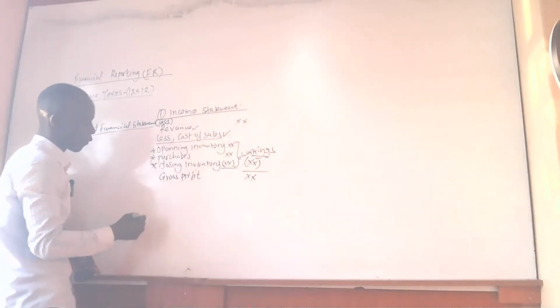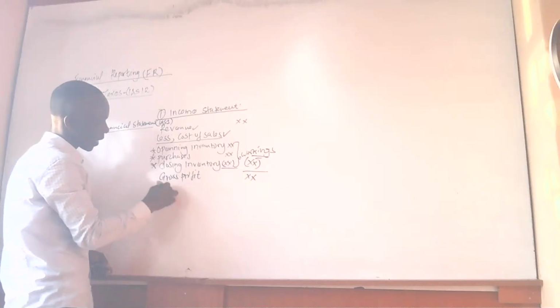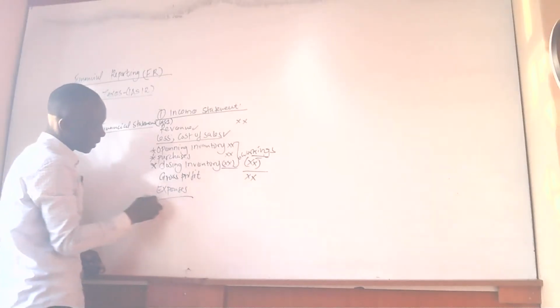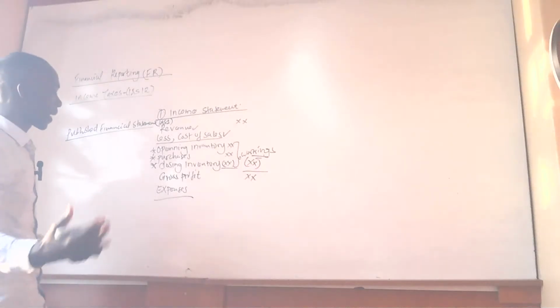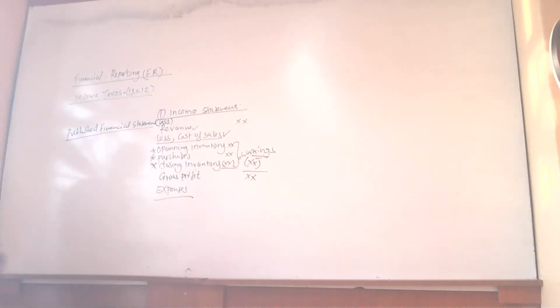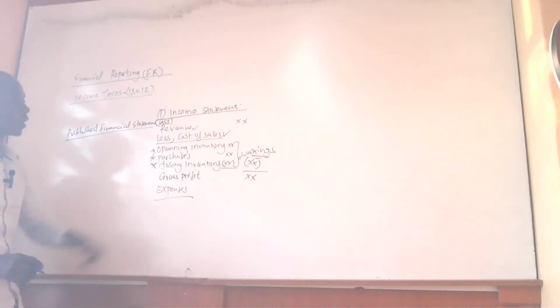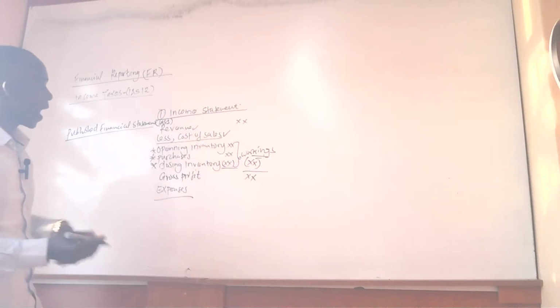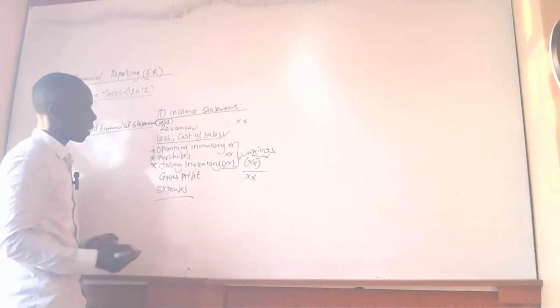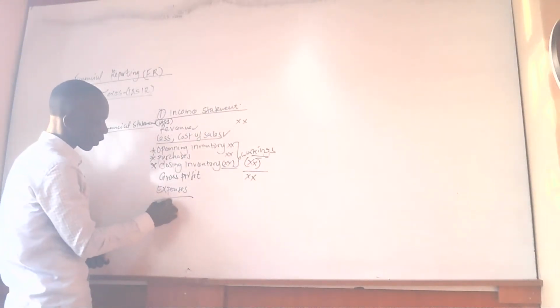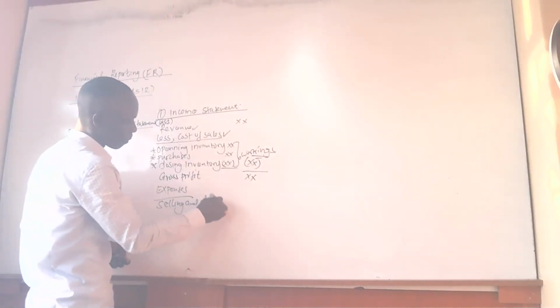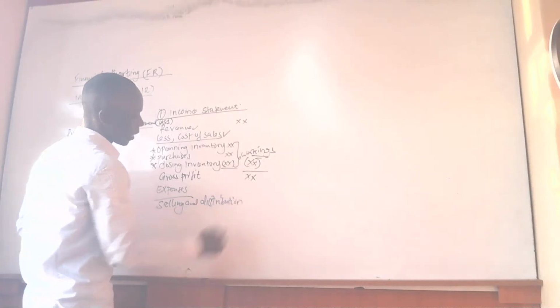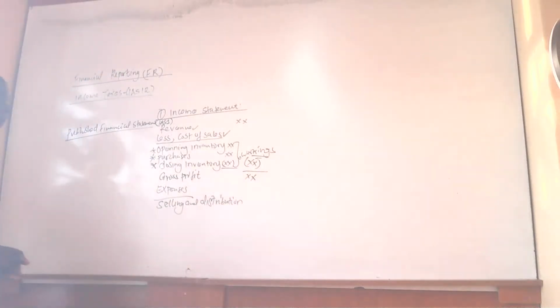Then from the gross profit, we are supposed to raise the expenses. And these expenses that we will be talking about in this case are classified further into 3 categories. Remember, this is one of the expenses. Another expense that we will be talking about in this case is what we call the selling and distribution. Selling and distribution is one of the expenses that we will be talking about.